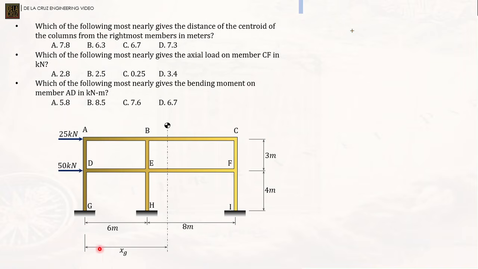In our drawing, the location we will get is from the leftmost member. So we will just subtract it to calculate the location from the rightmost. The rightmost member is here. If we get this, then we just subtract it from the whole length, and that is the answer to be calculated. Basically, what is being asked is the location of the centroid from the rightmost member. I did not include it in our drawing here.